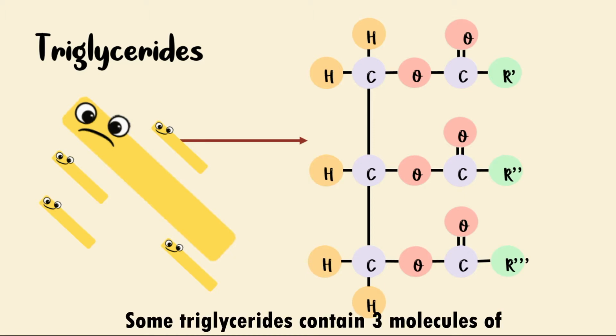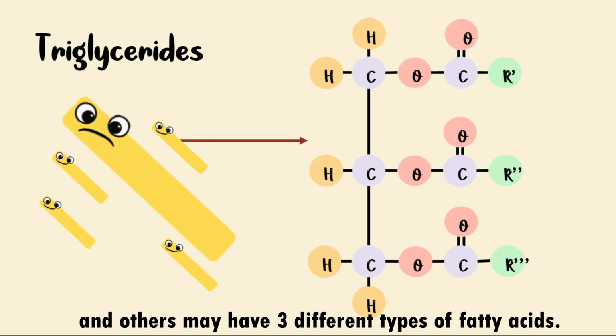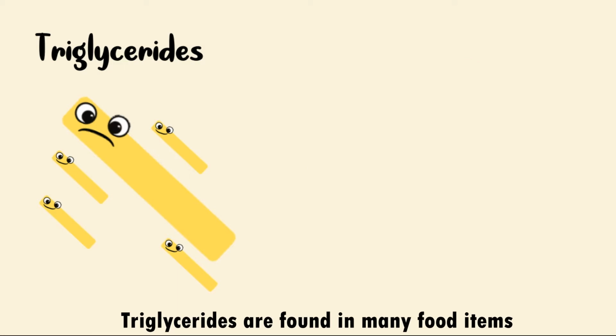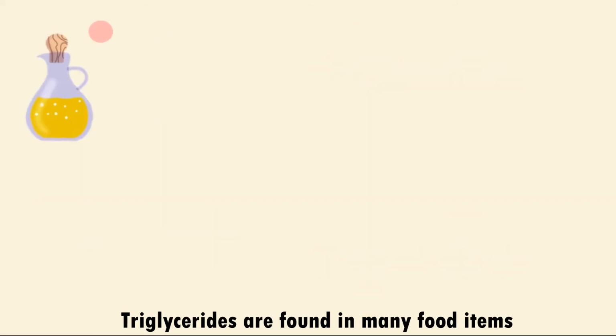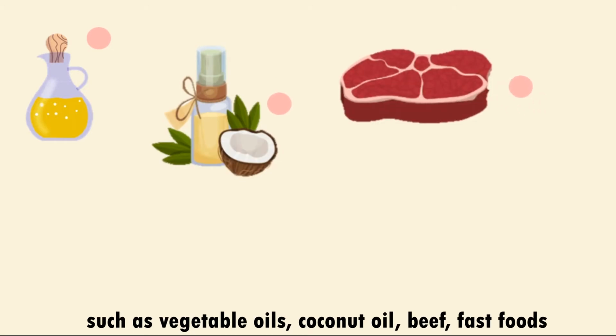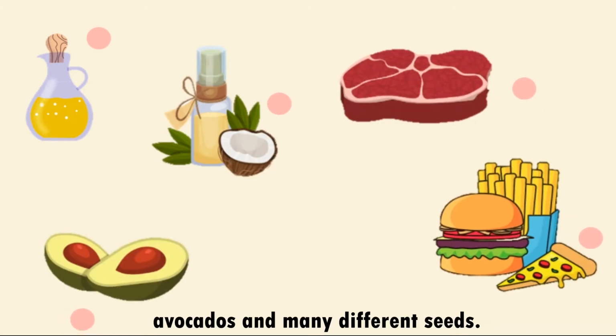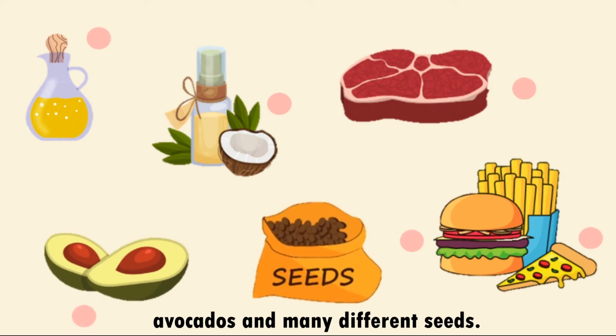Some triglycerides contain three molecules of the same fatty acid, and others may have three different types of fatty acids. Triglycerides are found in many food items, such as vegetable oil, coconut oil, beef, fast foods, avocados, and many different seeds.